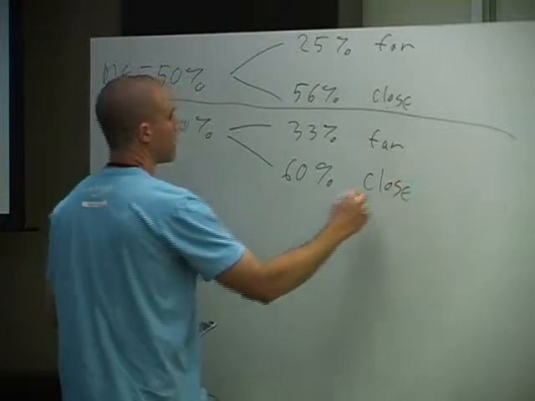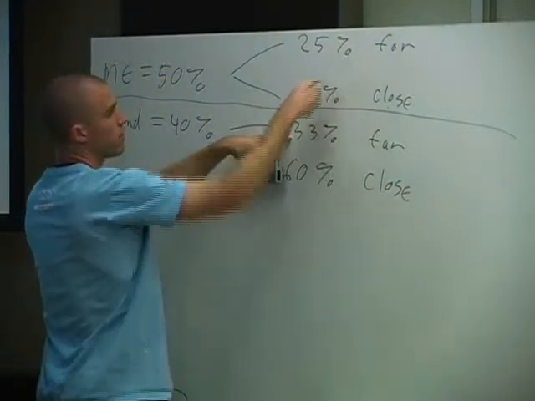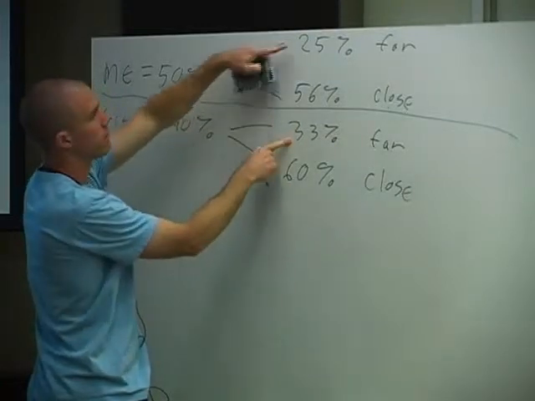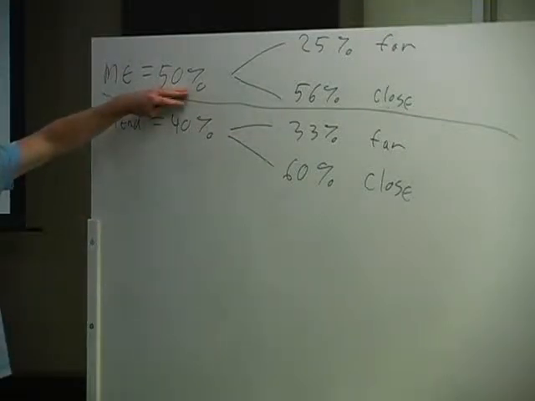Okay, so what's happening? My friend is a better shooter than me from close up, and he's a better shooter than me from far away, right? 60 versus 56, 33 versus 25. So he shoots better than me from close up, and he shoots better than me from far away, but I wind up having a higher overall percentage.